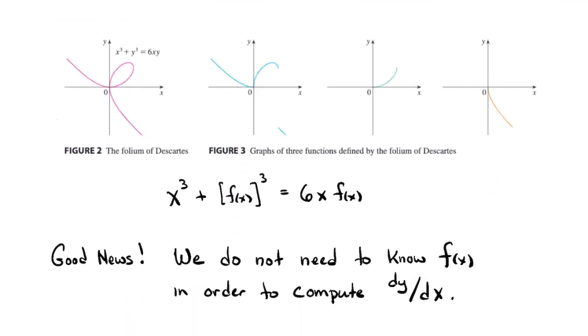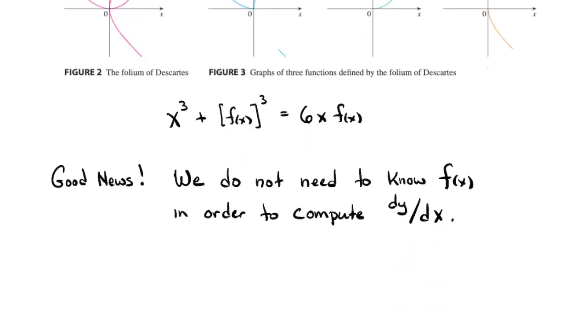The good news is that you don't need to know f of x explicitly if you just want to know the slope dy/dx. As long as it's true that y locally is a function of x, we can treat it like that without knowing what that function is explicitly and still be able to solve for its derivative, right? So it's kind of a nice technique. Okay, so that's all the motivation. Now let's get down to it and look at a specific example.